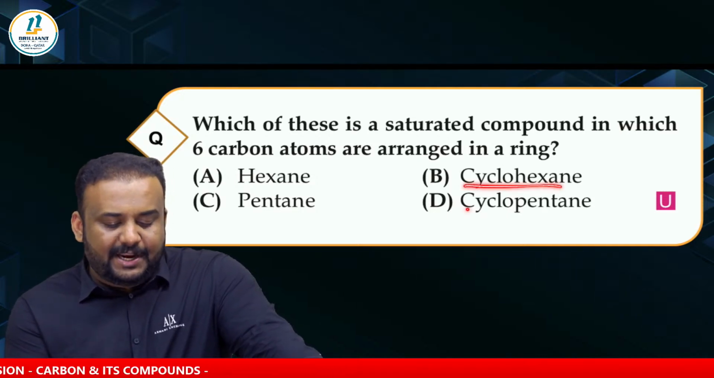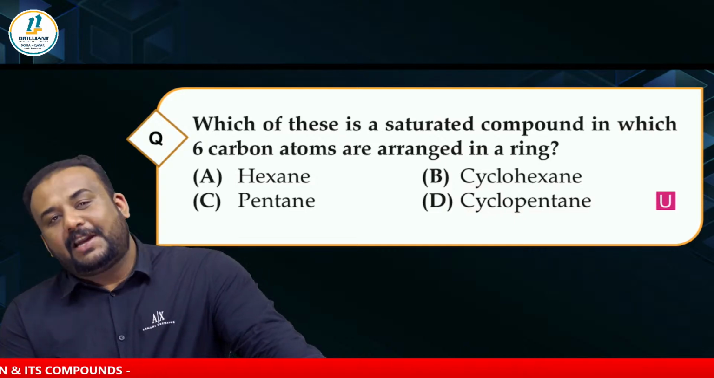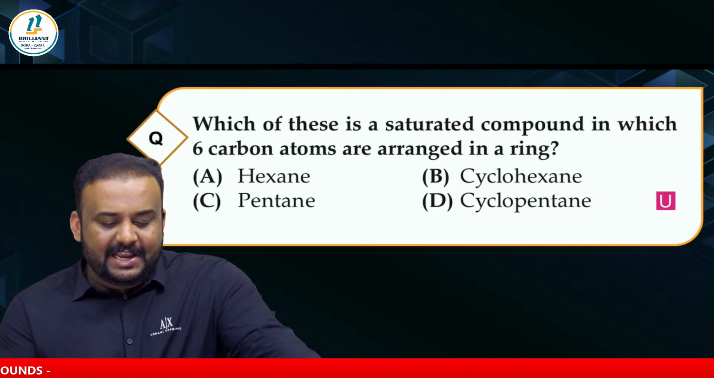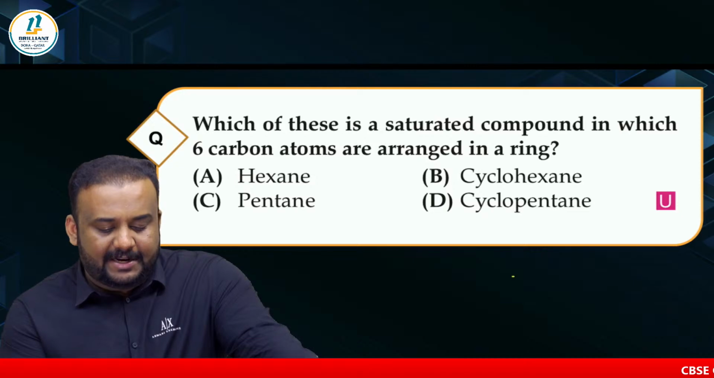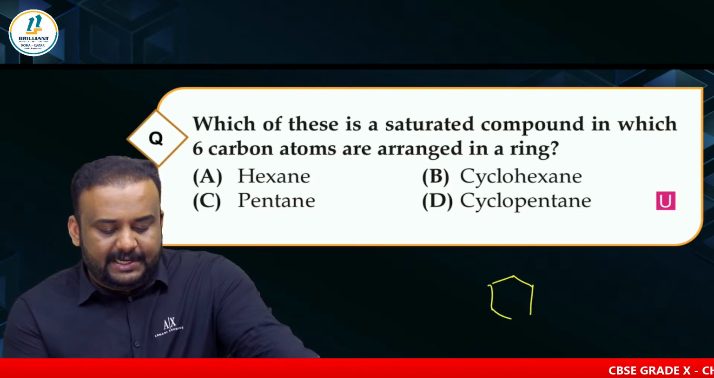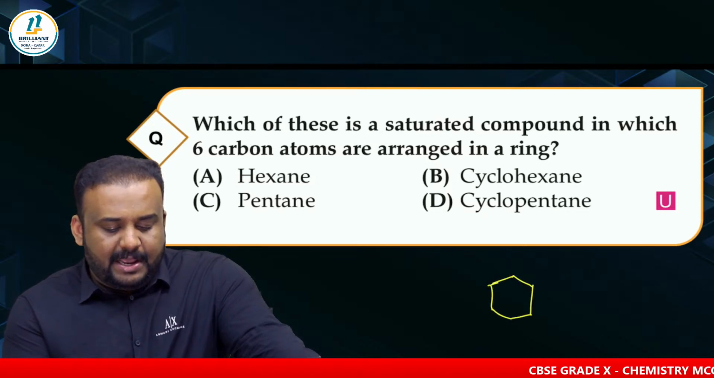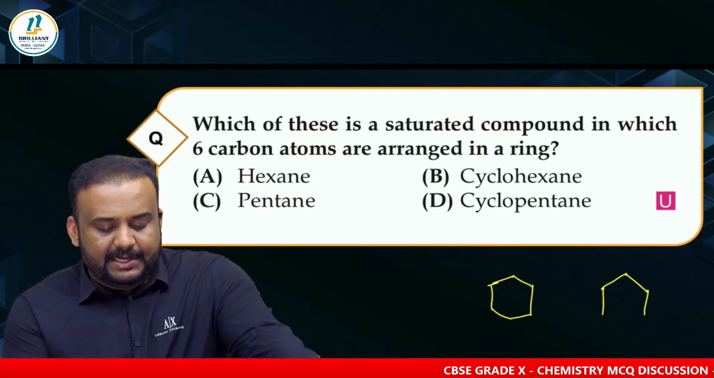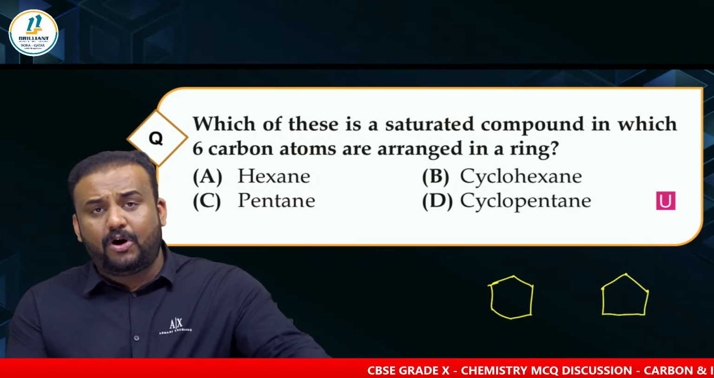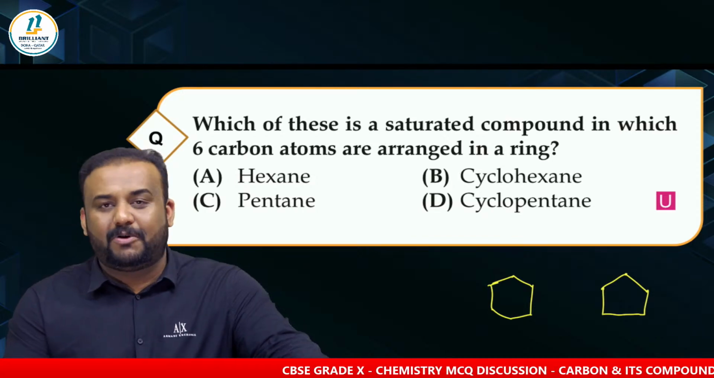Now we have cyclohexane and cyclopentane. Cyclohexane has 6 carbon atoms and cyclopentane has 5 carbon atoms, right? So this is cyclohexane and this is cyclopentane. This is the bond line method of representation of the compounds, okay?